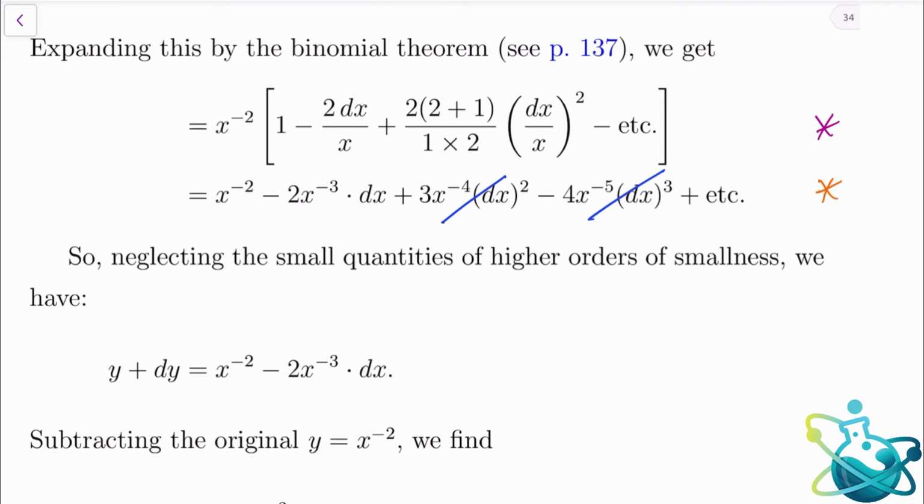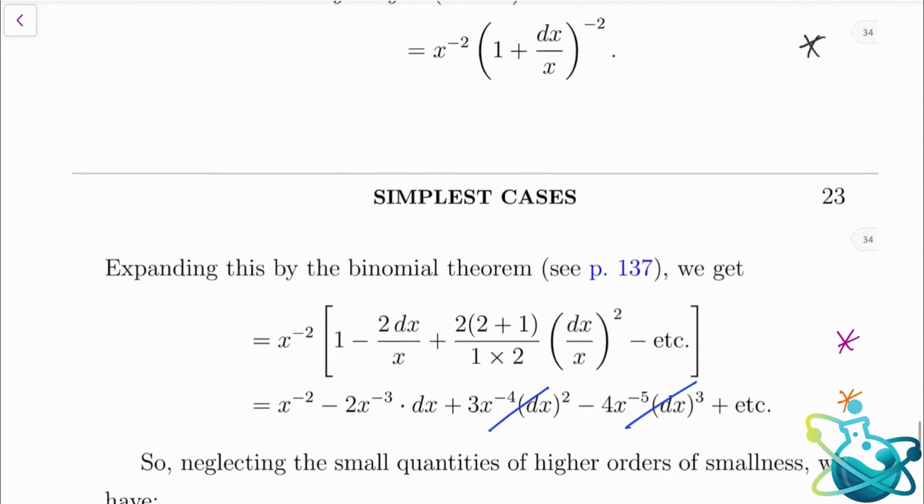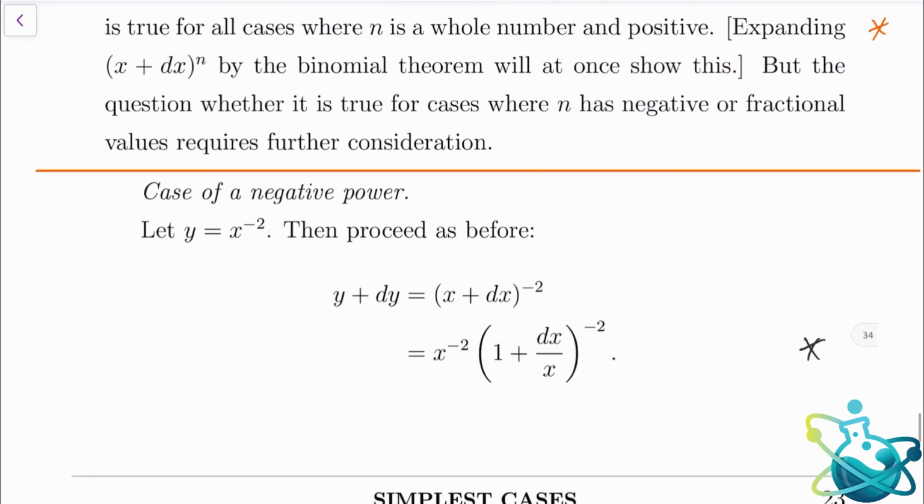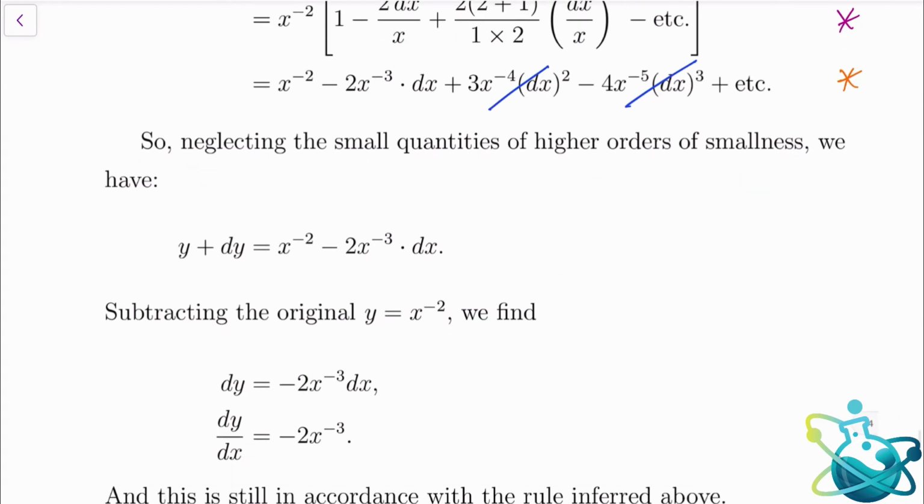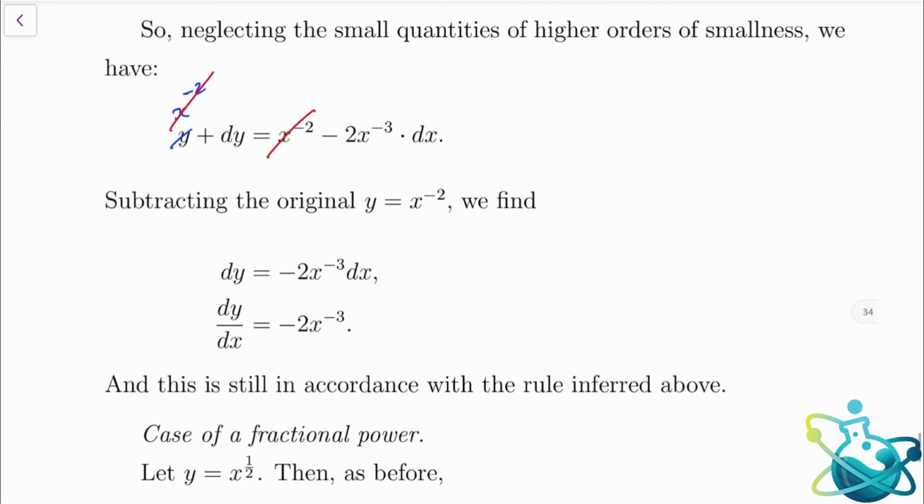Again, we started out with y equals x to the power minus 2, so instead of y we write x to the power minus 2, and then we cancel them against that one and that one. Then you're left with whatever is left there: dy and minus 2x to the power minus 3 dx. Then you divide by dx on the left and right of the equals sign, and you get the derivative dy over dx equals minus 2x to the power minus 3. And this is in accordance with the general rule.